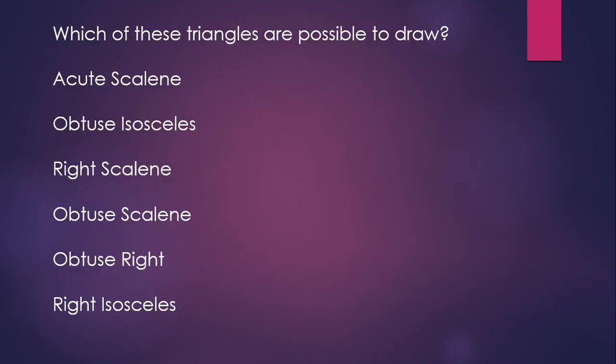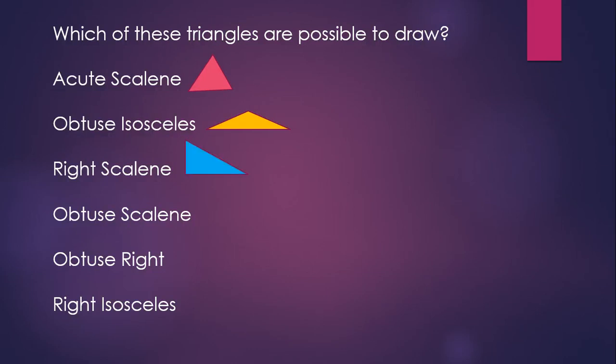Which of these triangles are possible to draw? An acute scalene triangle can be drawn. It has three angles that measure less than 90 degrees, and all the sides are different lengths. An obtuse isosceles triangle can be drawn. It has one angle that is greater than 90 degrees and two sides which are congruent.